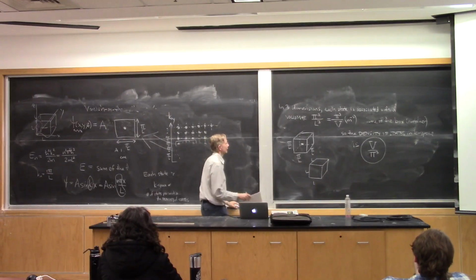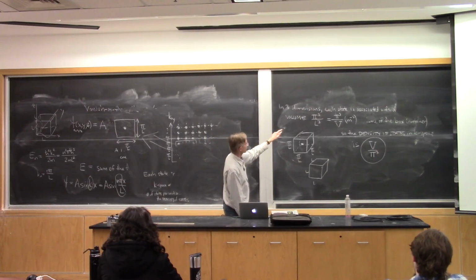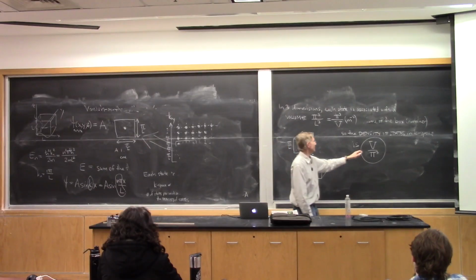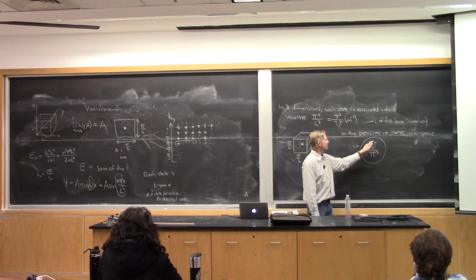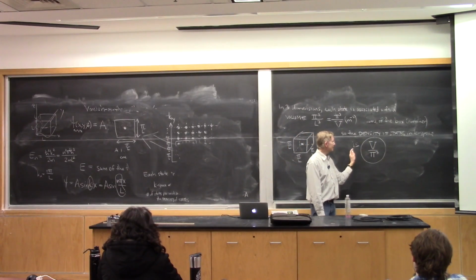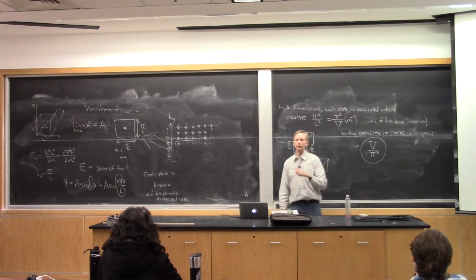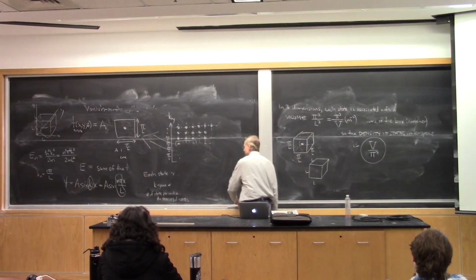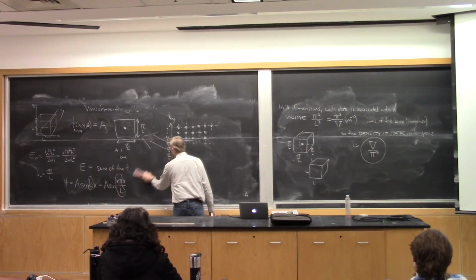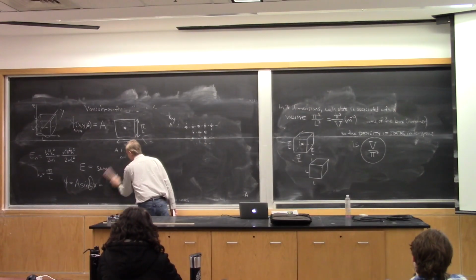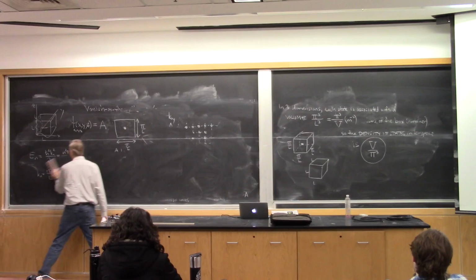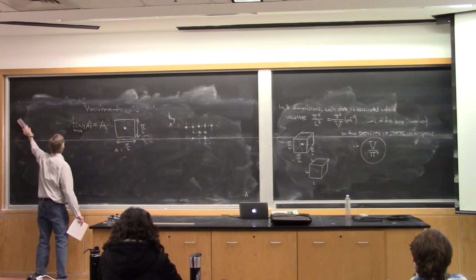Or sorry, each state is associated with that. So the density of states is what I meant to say. The number of states per unit volume in K space is L cubed over pi cubed, or the volume of the box over pi cubed, is the density of states in K space, the number of states per unit volume of K space.